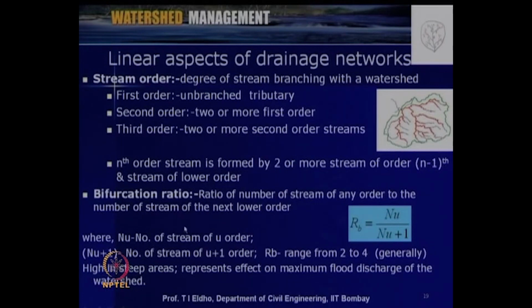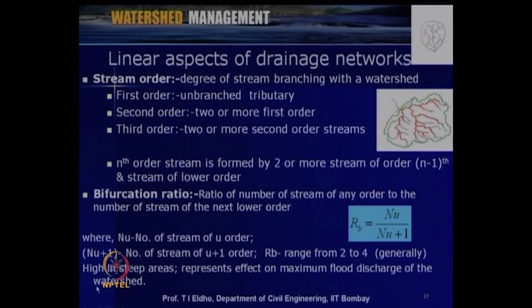According to this, we can now have various definitions like the bifurcation ratio. The bifurcation ratio is the ratio of the number of streams of any order to the number of streams of the next lower order. If u is the order of the stream and Nu is the number of streams of the uth order, then the bifurcation ratio is Nu divided by Nu plus 1, where Nu plus 1 is the number of streams of order u plus 1. We have already seen the stream order.